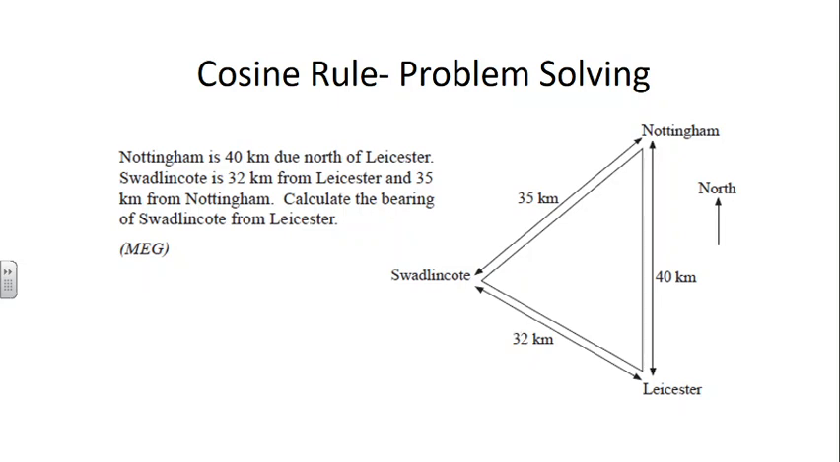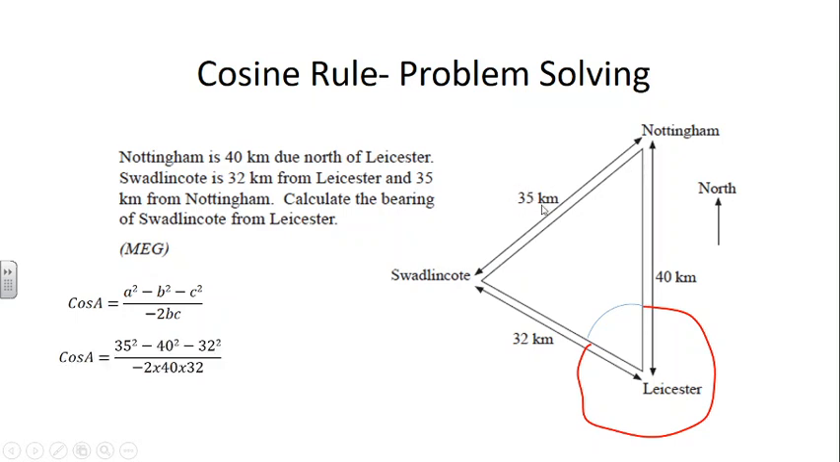So bearings are always measured from north, and we're going from Leicester, so that means the answer needs to be this angle here. You can see the problem there, that's outside of our triangle. What we can calculate is this angle here. It's an angle, we know all three lengths, which means we need to use our angle formula for cosine rule. Substitution into that, replacing A, the B and the C with what we know, making sure if we're working out this angle, A is 35.